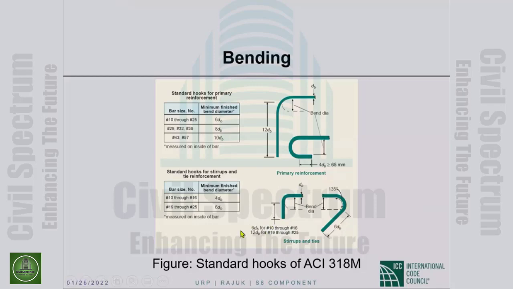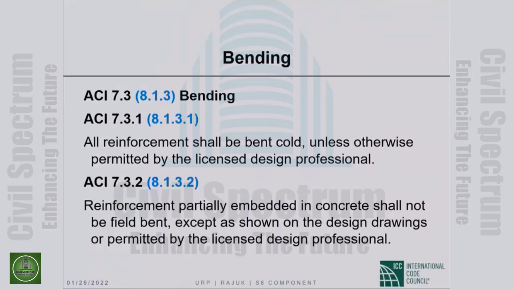anyway, the picture is very descriptive, and what I said already together with the picture will tell you about the entirety of ACI requirements. This is important. All reinforcements shall be bent cold. You don't apply heat unless otherwise permitted by the licensed design professional. You absolutely do not do it casually. The heating may make it easy to bend the bar, but you don't do it. All reinforcement shall be bent cold.